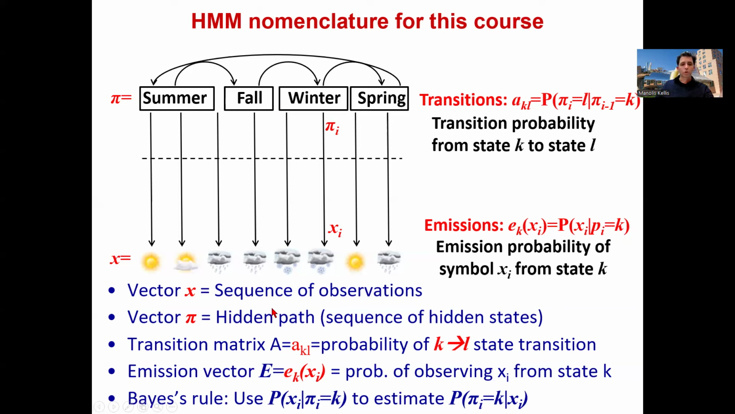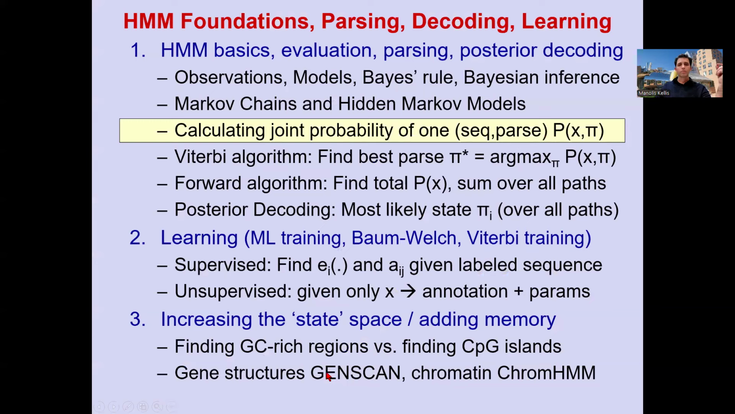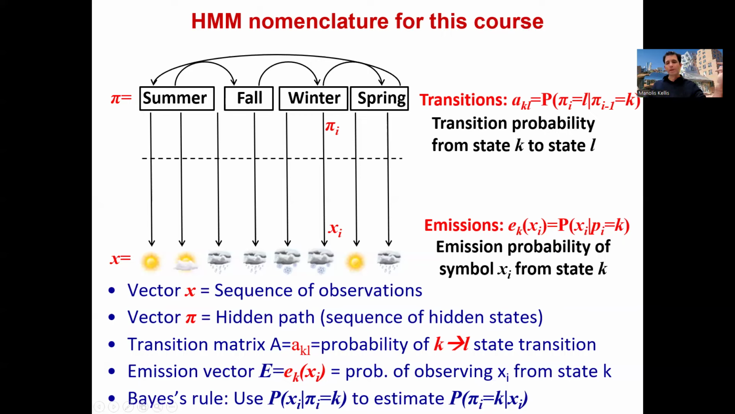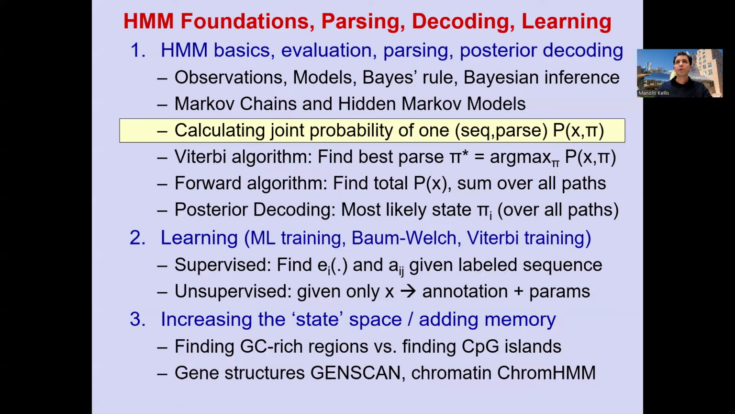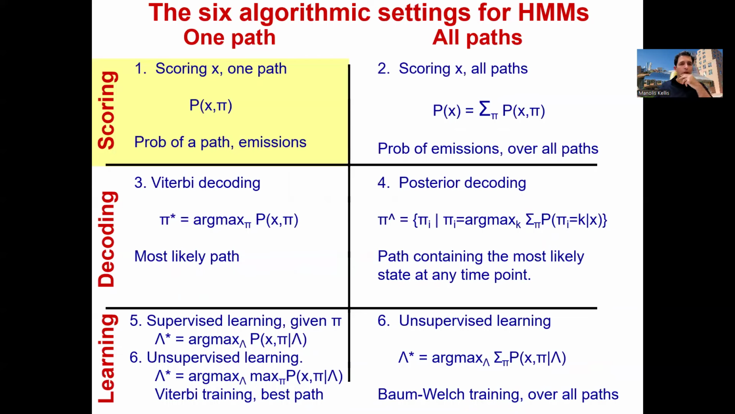Okay? So we have a vector of observations, a hidden path, a transition matrix, and an emission vector. Then we're going to use the same Bayes rule as before, but now we're going to have not only emission probabilities, we're also going to have transition probabilities from the states nearby. Everybody with me here? Awesome.